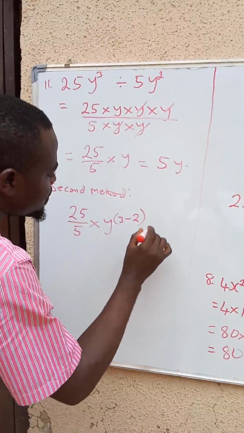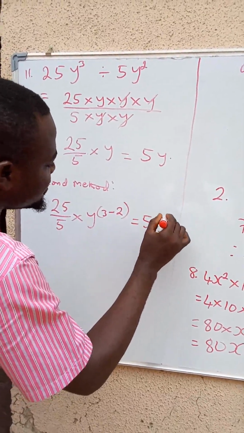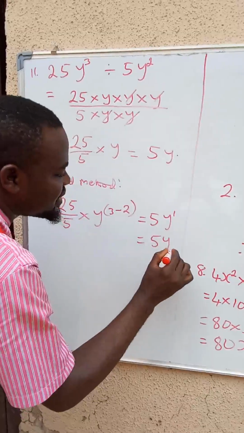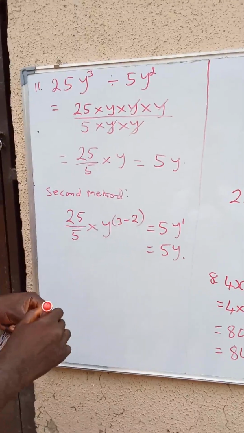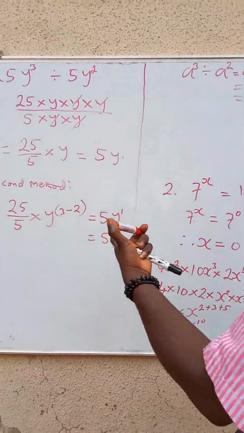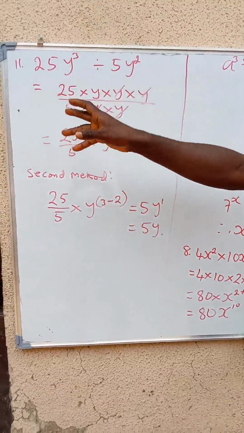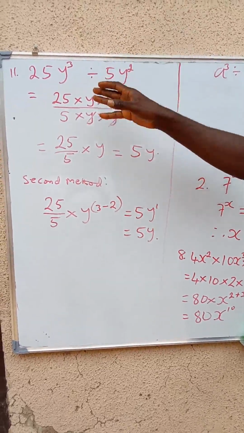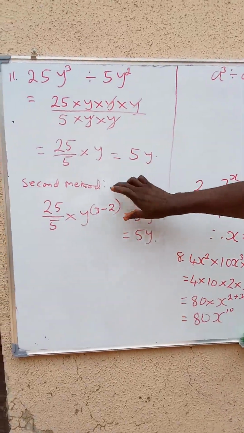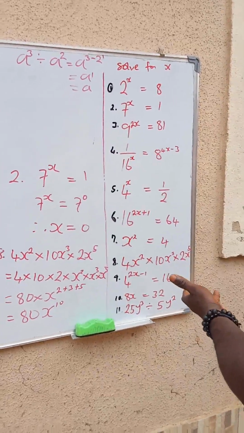This is the same thing as being what? That is 5 multiplied by y raised to 3 minus 2, which is 1, raised to the power of 1, which is what? 5y. And this is the answer. Good. So we have done with this. This is the second method. In case they are giving you maybe 25y raised to the power of 1 million, and maybe this one raised to the power of 100, you just bring it out, subtract it, you get the same answer. So always use the second method. Which other one is it's a question.